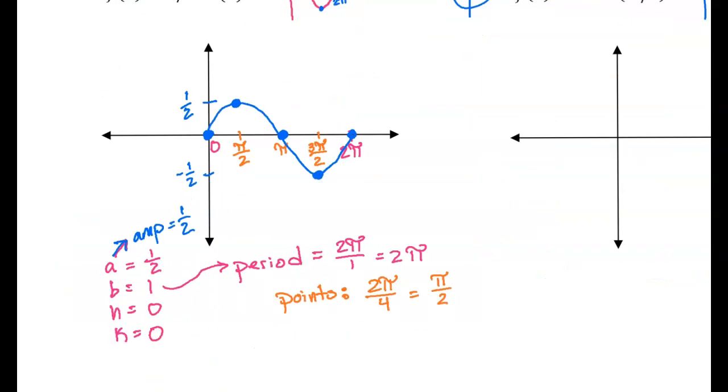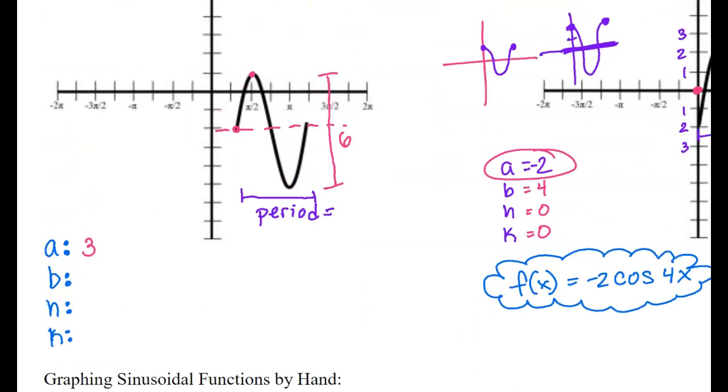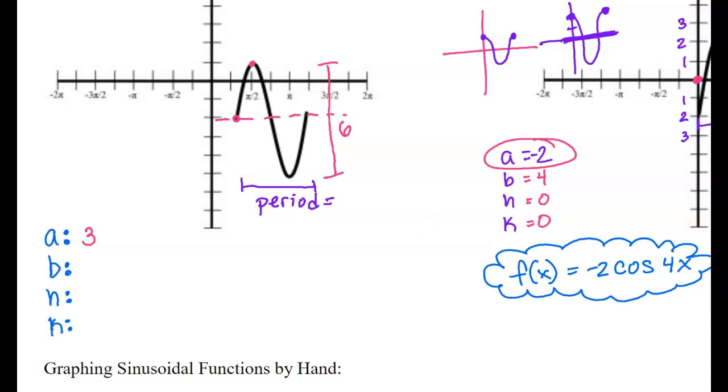Notice that this has been shifted to the right pi over 4. So I'm starting pi over 4 to the right and I'm ending pi over 4 more than pi. So in total, how long is this really? Pi. Yeah, the period is just pi.